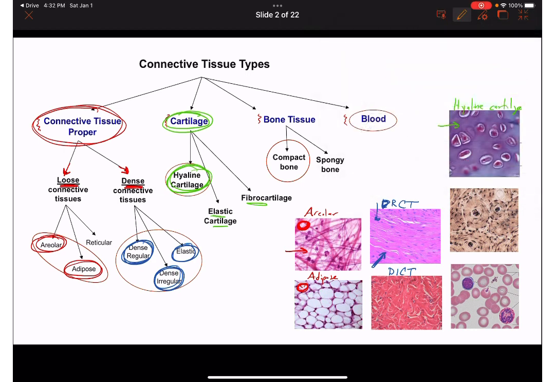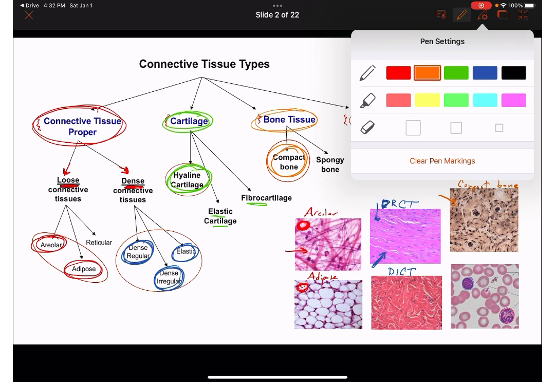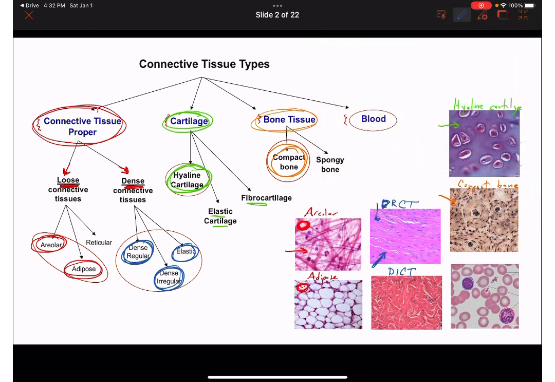Bone tissue is another category of connective tissue, and we're going to look at compact bone. And that right there is compact bone. And then lastly, blood is actually a type of connective tissue. It's a liquid connective tissue. And this is histology of blood.